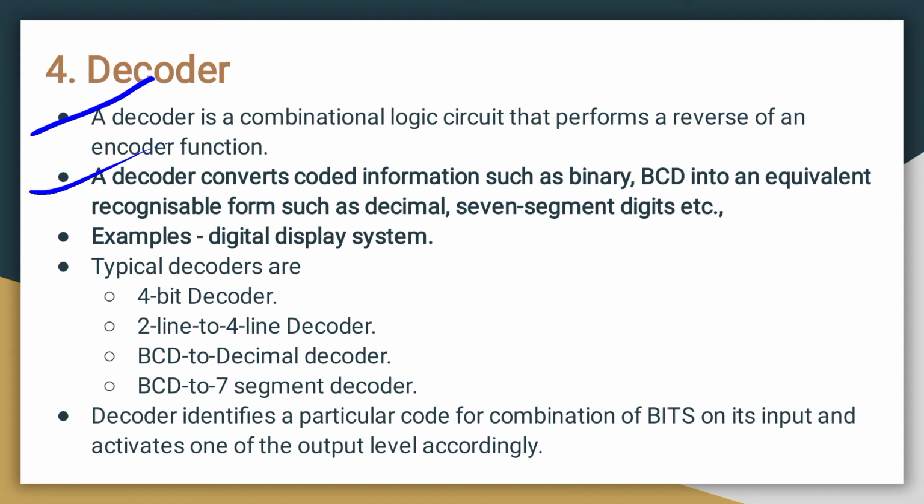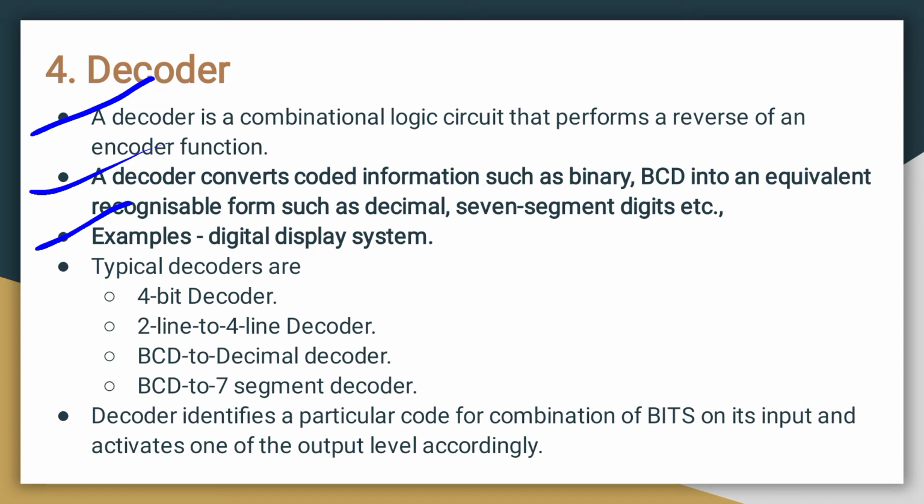A decoder converts coded information such as binary or BCD into an equivalent recognizable form such as decimal or 7 segment digits. So here we are going to convert that binary content to the decimal form or a 7 segment digital form. Let's see what the 7 segment digital form is in the next subtopic. An example for the decoder is a digital display system, such as a digital watch, digital clock or any other digital device that gives you a particular number on a display of LEDs.